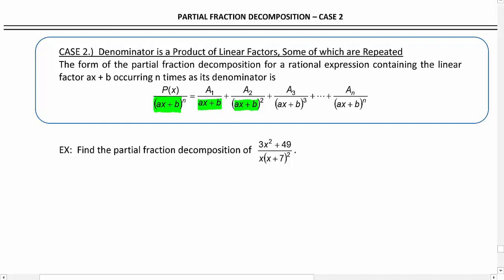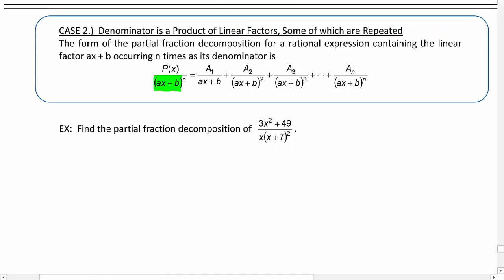So even though the degree of the denominator may change as we're adding exponents to this linear factor, the numerator is always going to remain a constant. So again, I'm going to opt to use A, B, and C instead of the subscript notation.